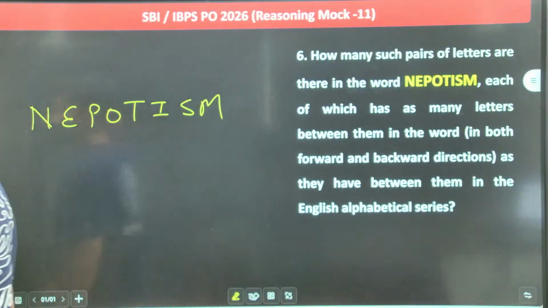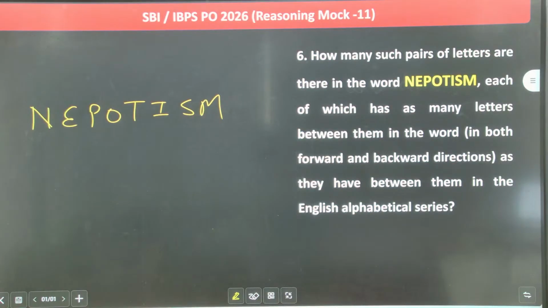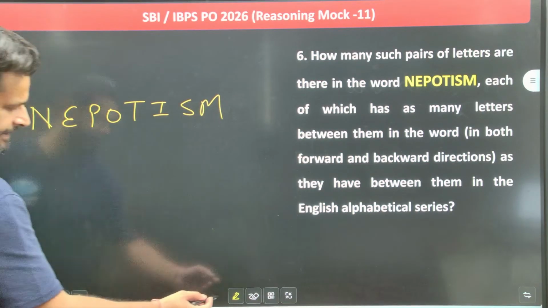30 seconds are sufficient to answer these questions in your examination, right? Starting from N.